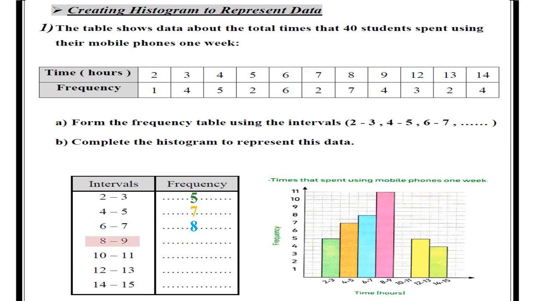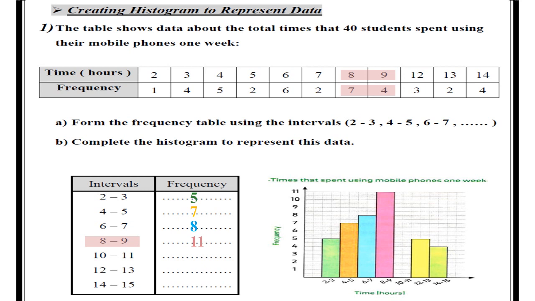The fourth interval is from 8 to 9. I have 7 students who use their mobile phones for 8 hours and 4 students for 9 hours. So the total number of students who use their mobile phones from 8 to 9 hours is 7 plus 4, which is 11. And then the interval from 10 to 11.